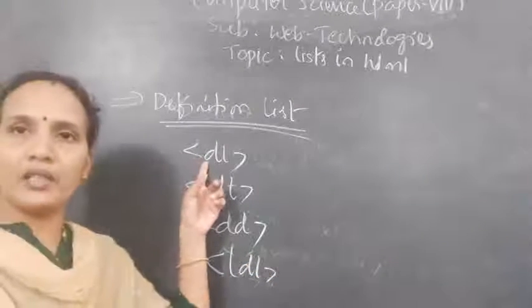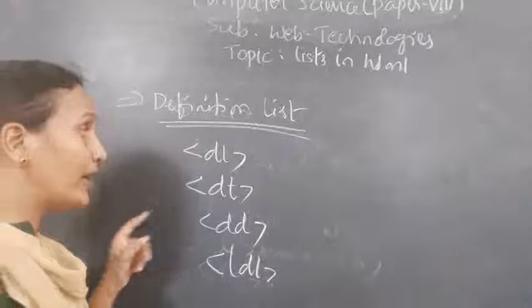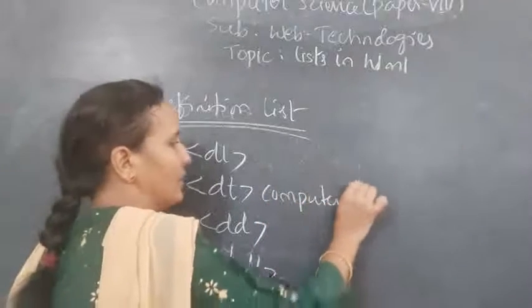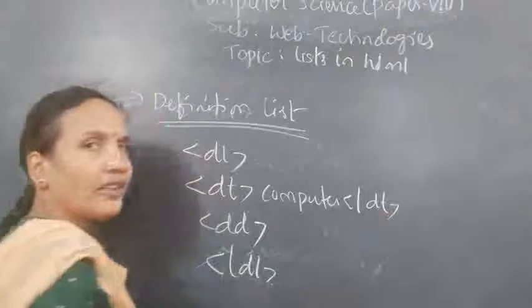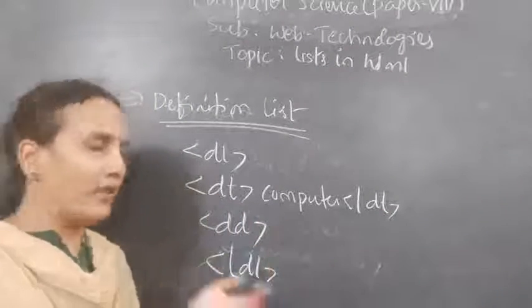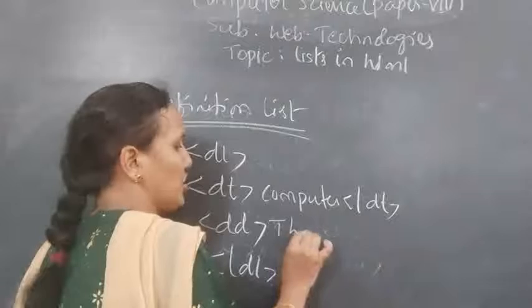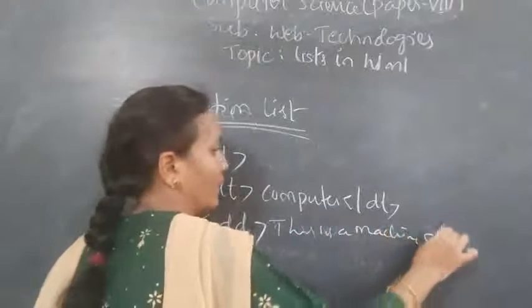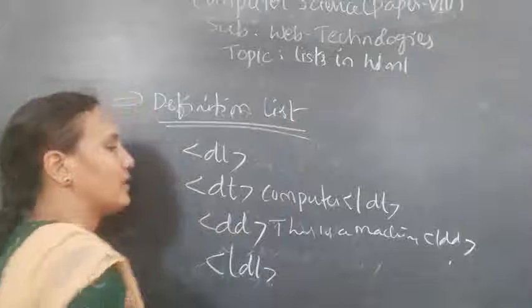A definition list starts with the DL opening tag. Next DT, for example computers. It is called a definition term. To which term are you giving the definition? That is the definition term. What definition are you giving? For example, this is a machine. This is the definition list.